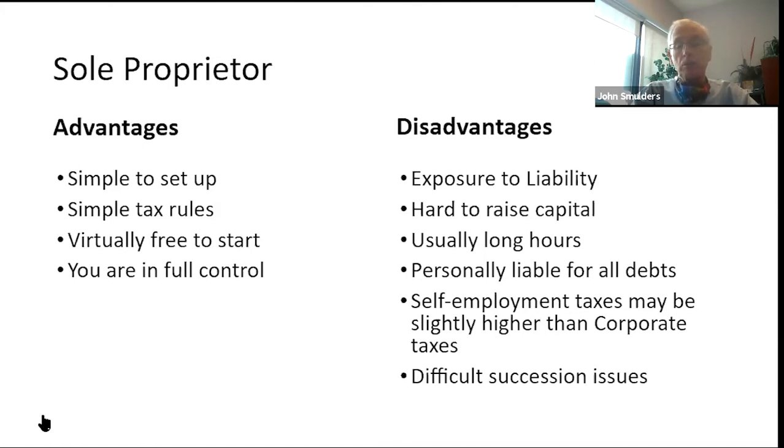Simple tax rules. You're taxed personally, just like you are if you're at a job and getting paid. It's virtually free to start. Well, to get your license cost you, depending how old people are here, between two, three, four, $5,000. And a huge advantage of a sole proprietor is that you are in full control of your business.